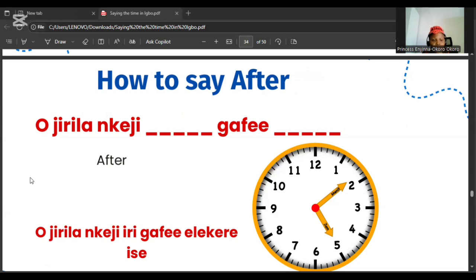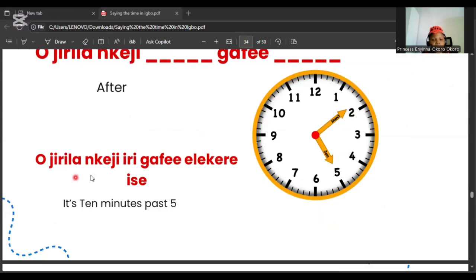1, 2, go. Ojirila, look at my pointer. Nkeji iri gafee elekere ise. One more time. Ojirila nkeji iri gafee elekere ise. It means it's 10 minutes past 5 in normal English. It's 10 minutes past 5.